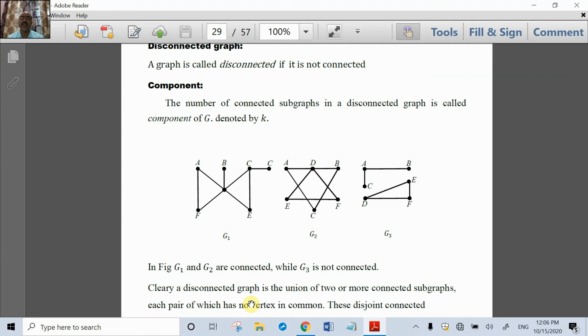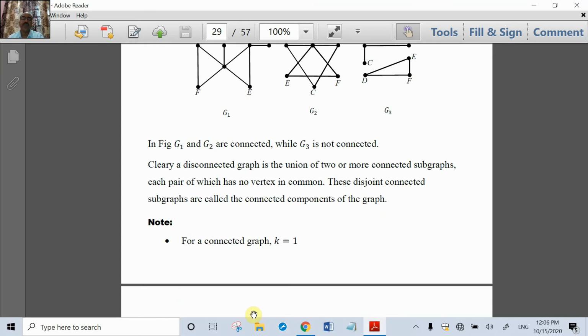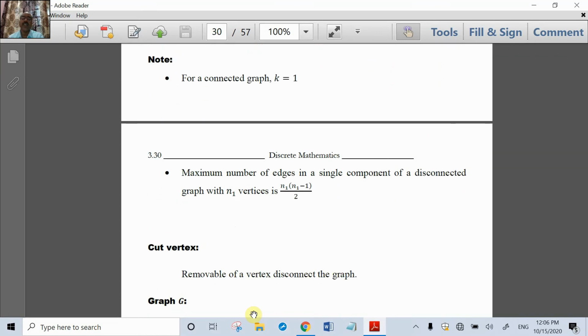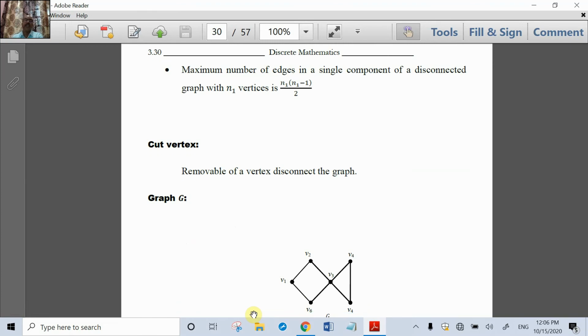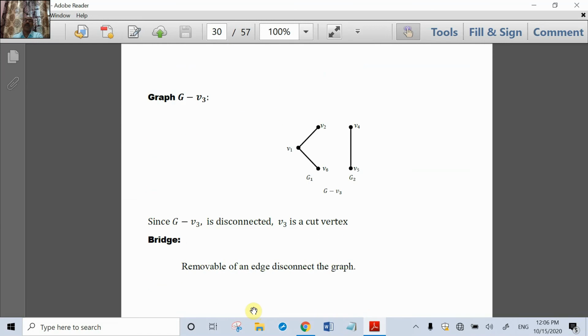The second, G2, is also connected. G3 is disconnected because between C3 and D there is no path. Therefore, it is a disconnected graph. The number of components is 2. The maximum number of edges in any component is n(n minus 1)/2, right? n(n minus 1)/2.